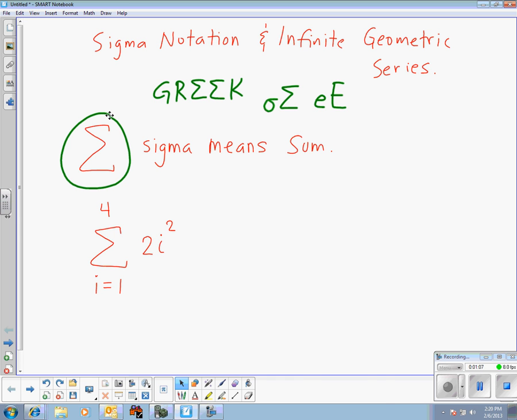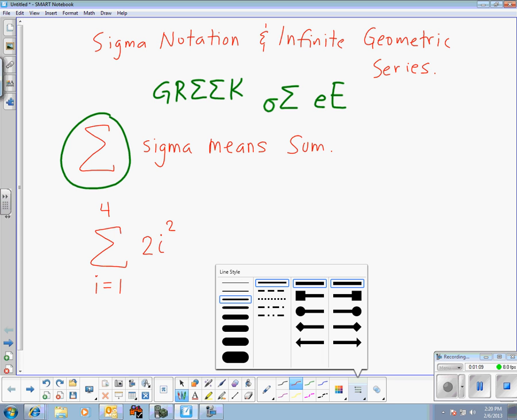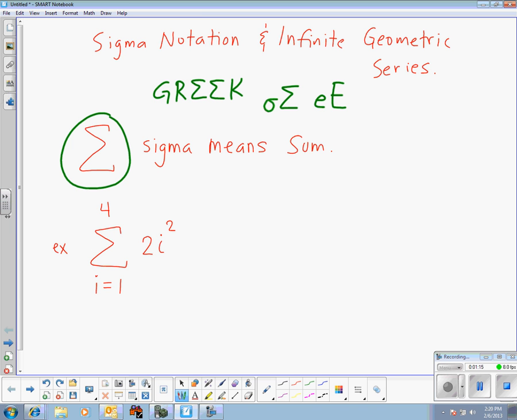Sigma means sum. So the way you would evaluate an expression in sigma notation like this one is start at the bottom. In this case, what's called our index is I. It doesn't have to be I. It could be any letter. Our next example won't be I. But you start here with this value of I, and you plug it in.